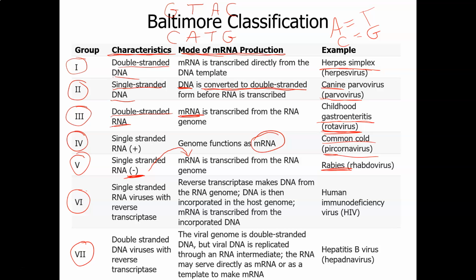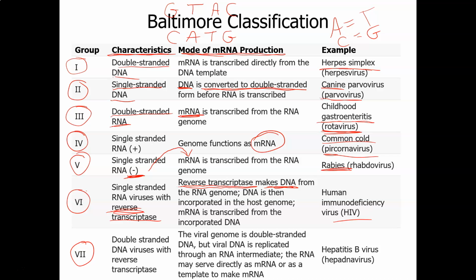In group 6, your single-stranded RNA virus has reverse transcriptase. So this is a retrovirus. And that reverse transcriptase uses the single-stranded RNA to produce DNA, and then the DNA is incorporated into the host genome, and transcription occurs there. And HIV is an example of a group 6 virus.